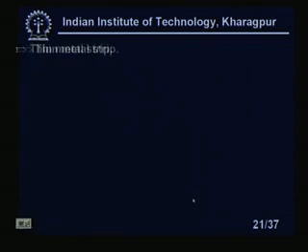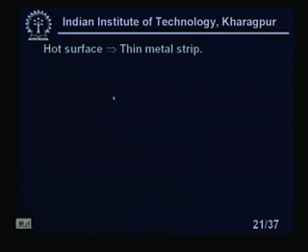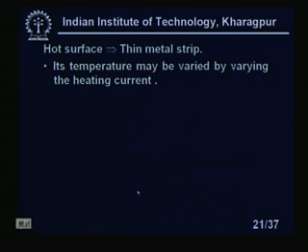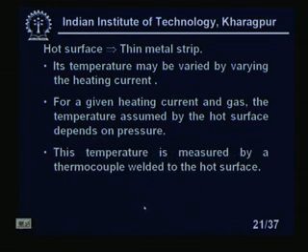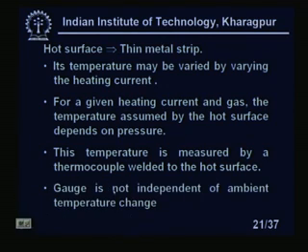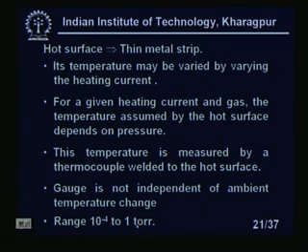The hot surface is a thin metal strip; I am still discussing the thermocouple gauge. Its temperature may be varied by varying the heating current. For a given heating current and gas, the temperature assumed by the hot surface depends on pressure, obviously. This temperature is measured by the thermocouple welded to the hot surface, right. The gauge is not independent of ambient temperature change, because there is no bridge arrangement with dummy or compensating gauges, as we have in Pirani measuring systems. The range is typically 10 to the minus 4 to 10 to 1 torr. The range is also not that good, meaning it cannot measure very low pressure, right.